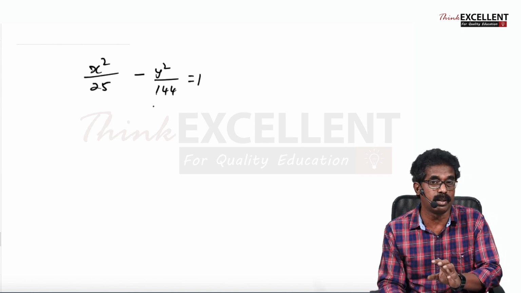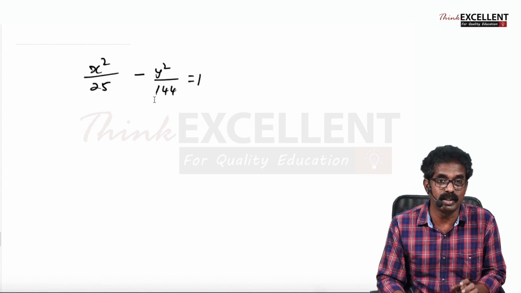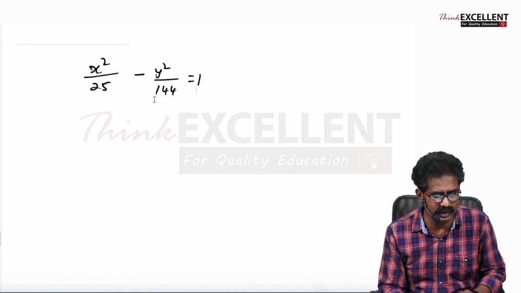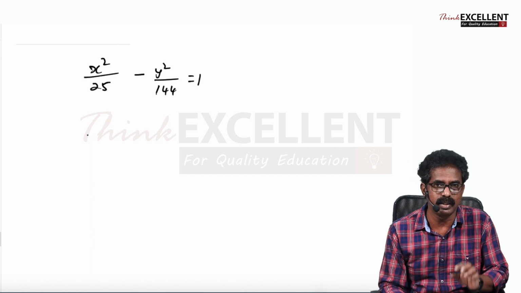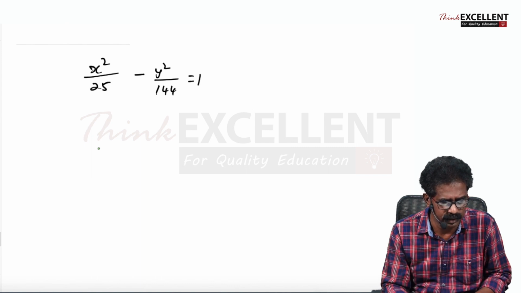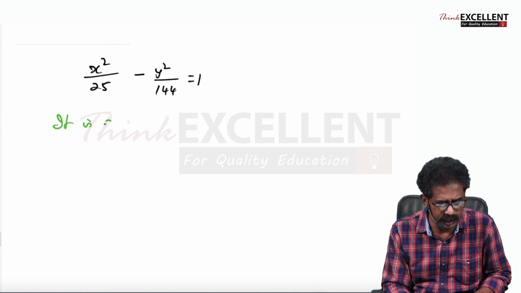So one hyperbola is given. They may ask to identify also. Okay, identify, then you find the other things. So this represents what? Hyperbola. How do you know? x square is there, y square is there, in between minus. So it is a hyperbola.